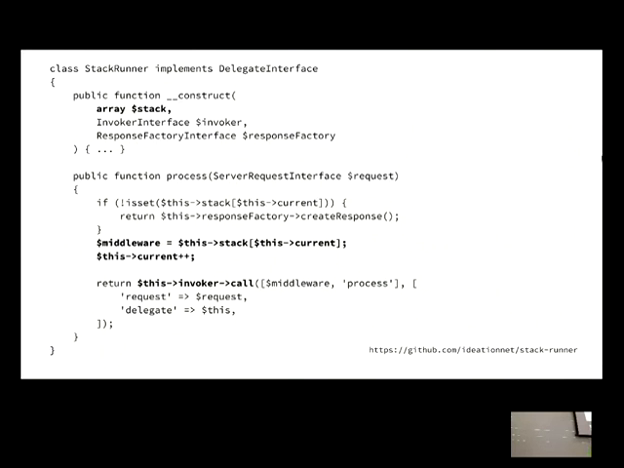You pass in the invoker interface. This is my replacement for call_user_func. This is the thing that takes the things on my stack and knows how to invoke them. And you take the response factory, because sometimes I need to create a response. So the process function, and you can see this implements the delegate interface, and that's important because to the outside world, my thing that's running my middleware is also a middleware.